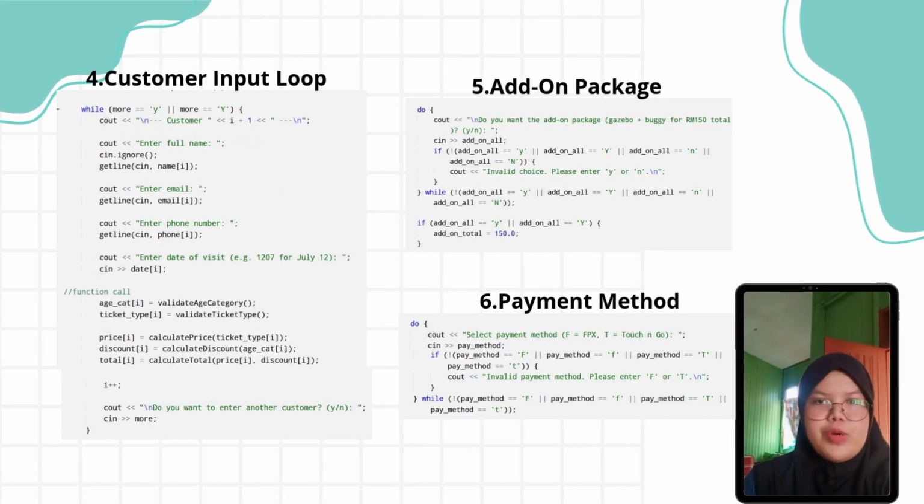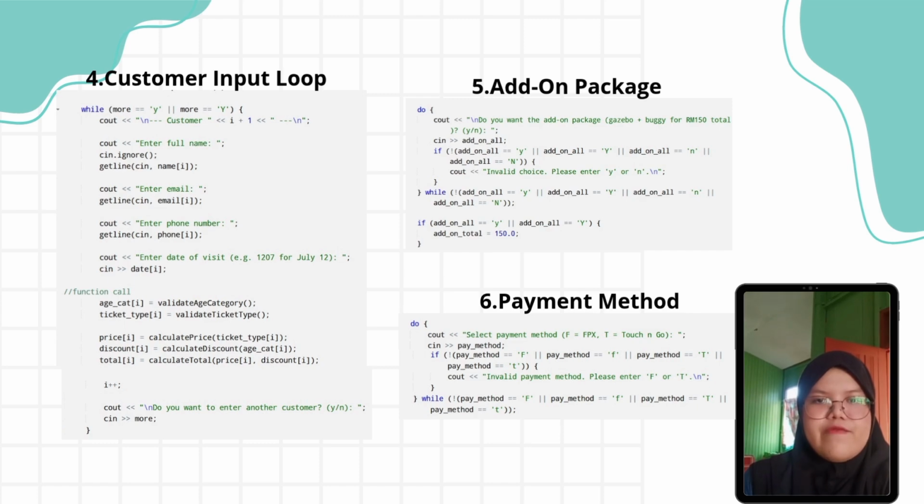For part 4, customer input loop. This part allows us to enter information for multiple customers. Using a while loop, we ask for full name, email, phone numbers, and visit date. Then we call helper functions to validate the age group and ticket type. We calculate the base price, apply the discount, and save the final price. After each customer, the user is asked if they want to add another customer.